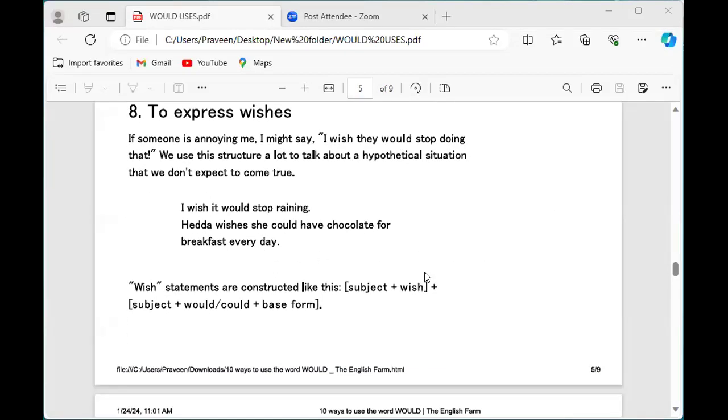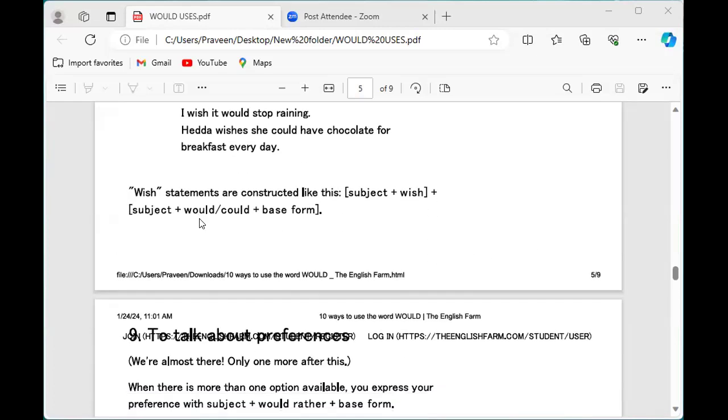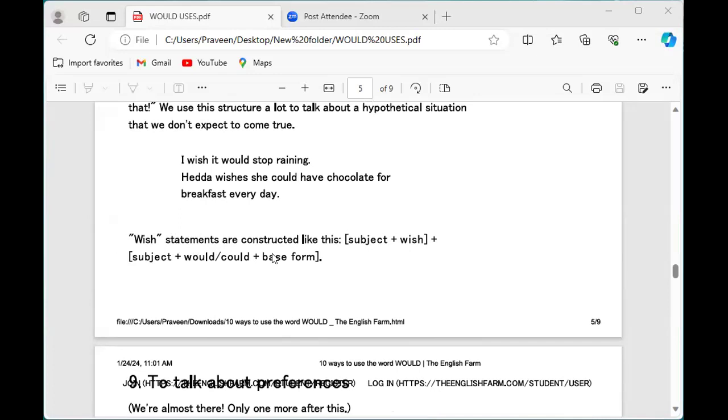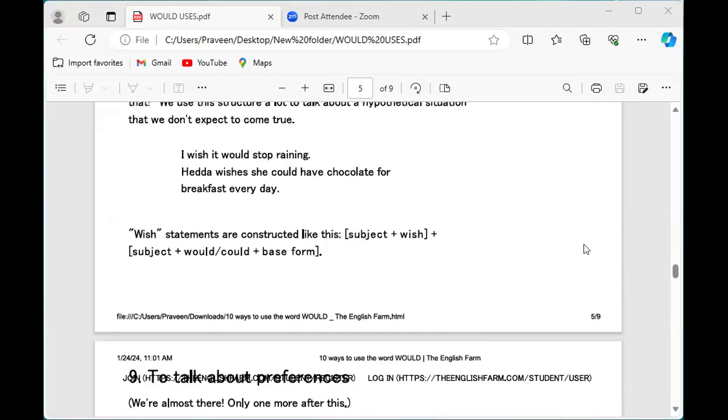Even when we were kids, we used to say, if I had more money, then I would buy more chocolates. When we were kids, we usually had these wishes. And wish statements are constructed like this: subject plus wish plus subject, would, could plus base form.